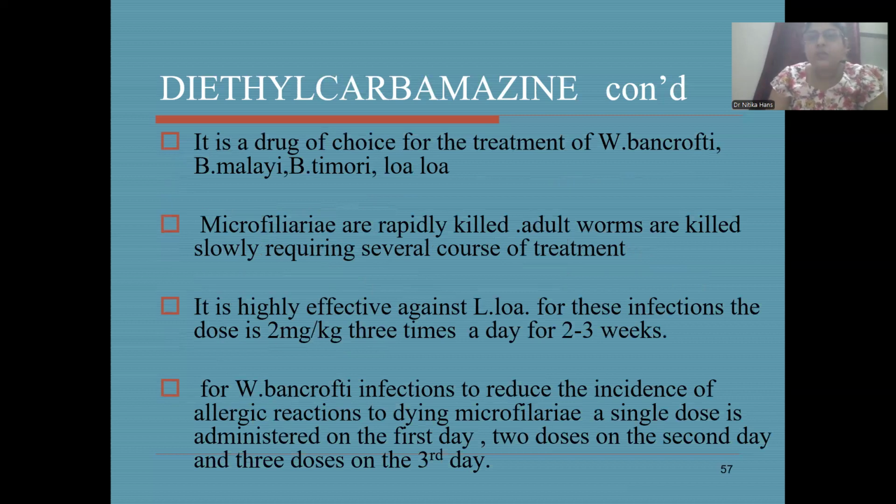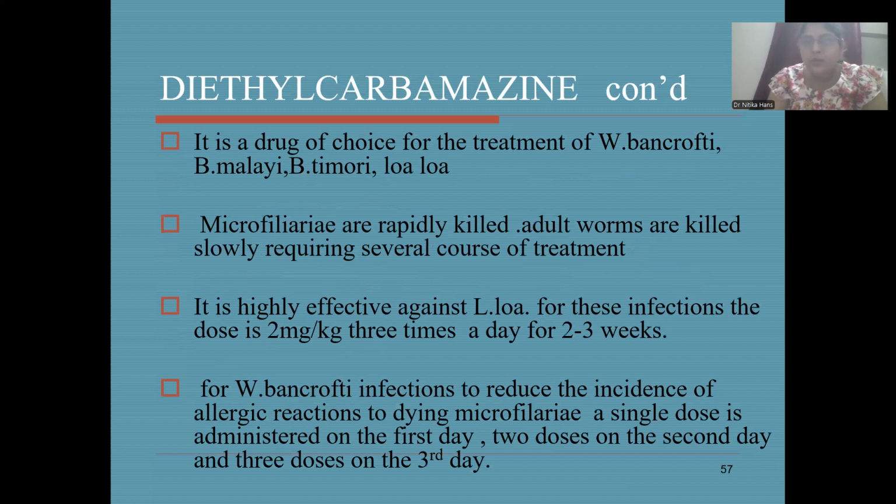It is the drug of choice for Wuchereria bancrofti, Brugia malayi, Brugia timori, and Loa loa. Microfilariae are killed rapidly, while adult forms are killed slowly, requiring several courses of treatment. It is highly effective against Loa loa infections. The dose is 2 milligram per kg three times a day for 2 to 3 weeks.